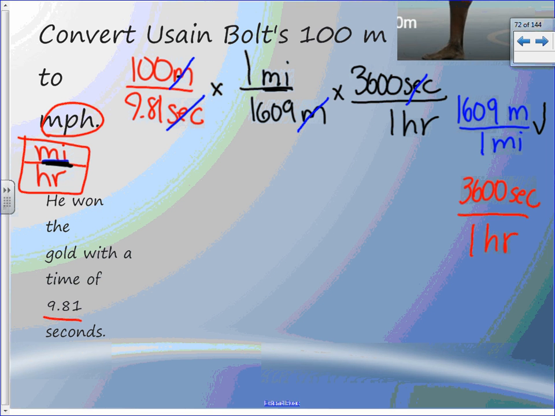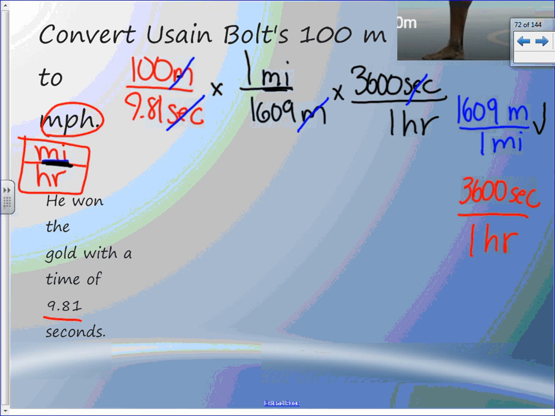So you cannot just randomly cancel. You have to have one in the numerator, one in the denominator. So the resulting unit is what over what? Miles over hours. In other words, miles per hour.